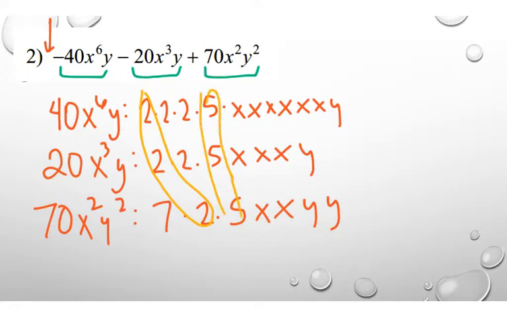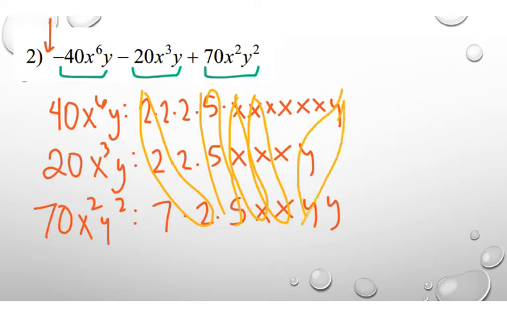So you might have already figured out that 10 was going to be the GCF. They also have x and another x. They have x to the 2nd power, and they also have y. So my GCF is going to be 10 and then x to the 2nd y. But since I've got a leading coefficient that's negative, I'm taking that out as a negative number.